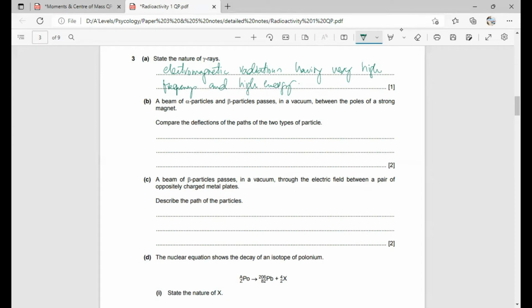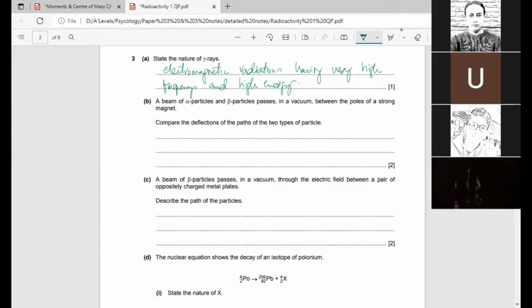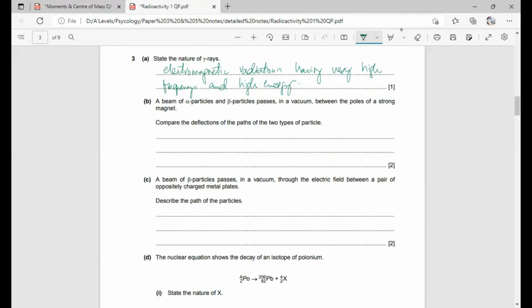Now, a beam of alpha particles and beta particles passes in a vacuum between the poles of a strong magnet. This is exactly like the previous question we saw. Compare the deflections of the paths of the two types of particles.